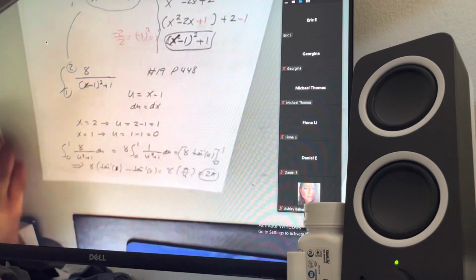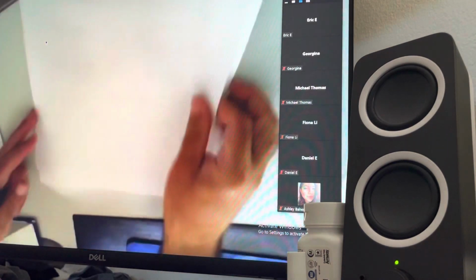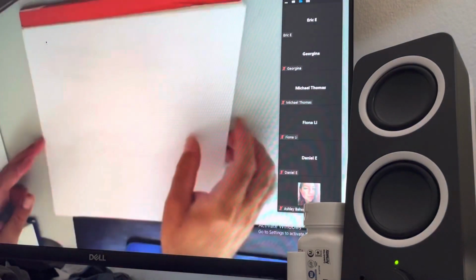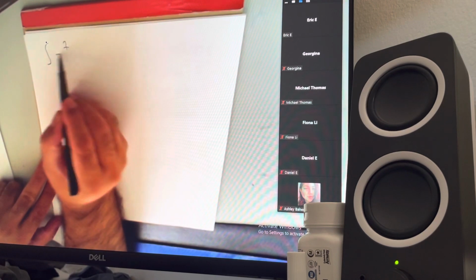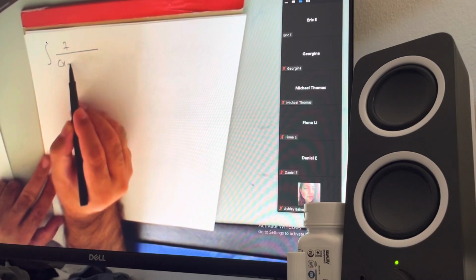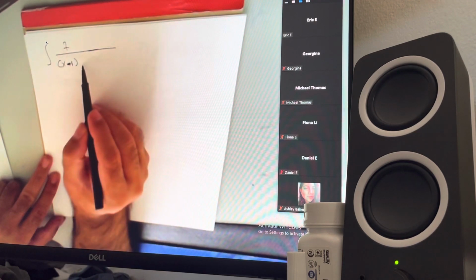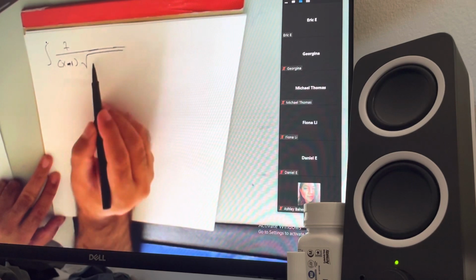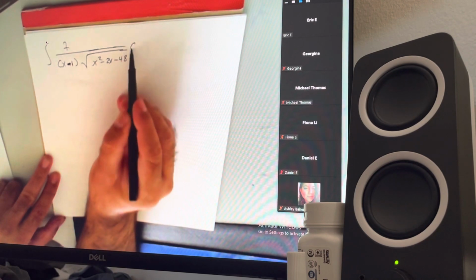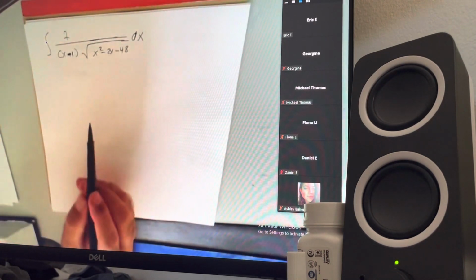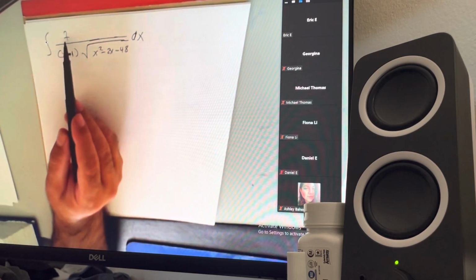Okay, so let me do another one by completing the square. The integral of 7 divided by x minus 1, times the square root of x squared minus 2x minus 48, dx. This one is not a perfect square, so you just leave this alone, and the 7 is okay.